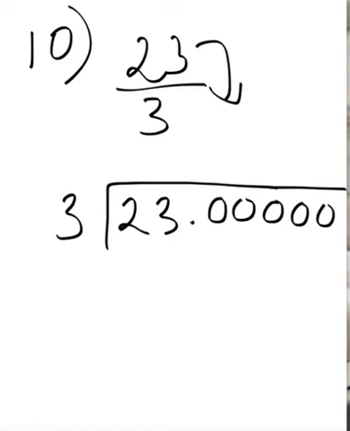Okay, can 3 go into 2? No, but can 3 go into 23? Yes. I know that 3 times 7 is 21. Oh, I forgot my decimal up here. Another mistake that I forgot to do. So 21 and remainder 2. Okay. So 7 is my whole number.